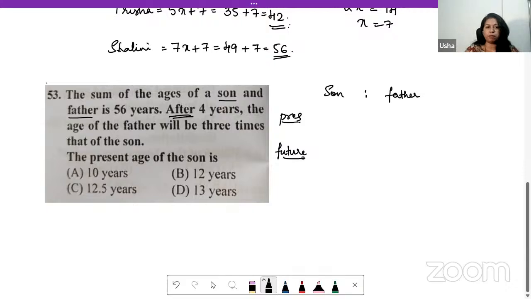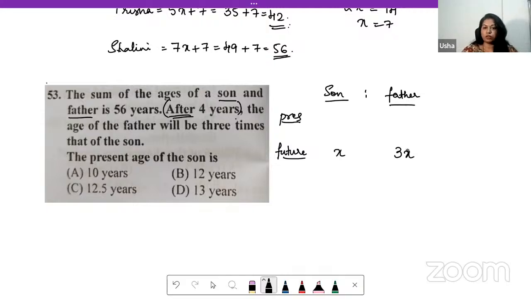They have not given past age. Age of the father will be 3 times that of the son. So in the future, after 4 years, age of the father is 3 times that of the son. So always write down X for whoever has less age. Now father's age is 3 times the son's age. Did everybody understand this comparison?